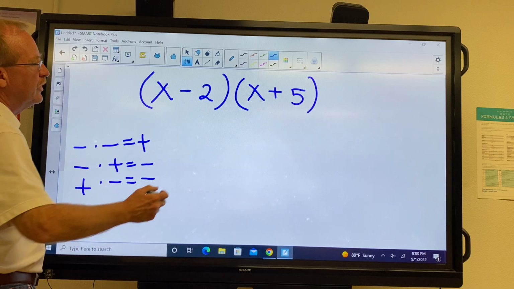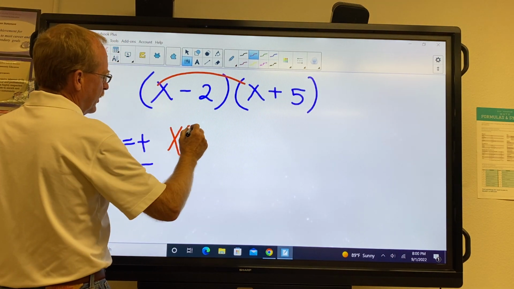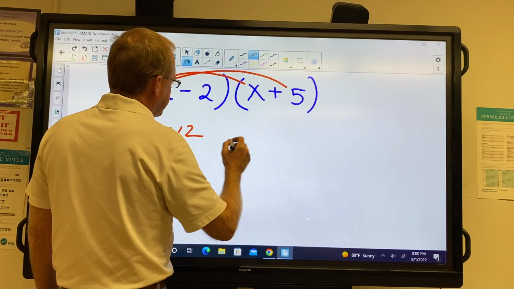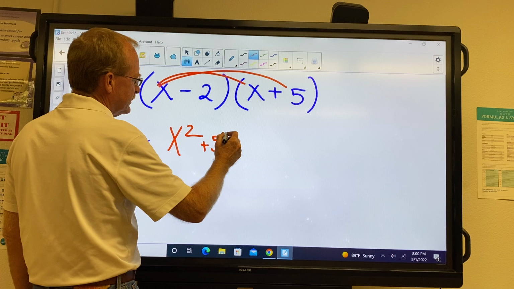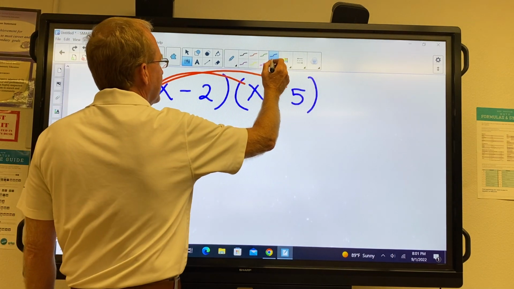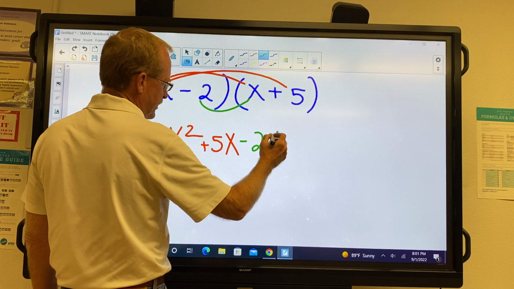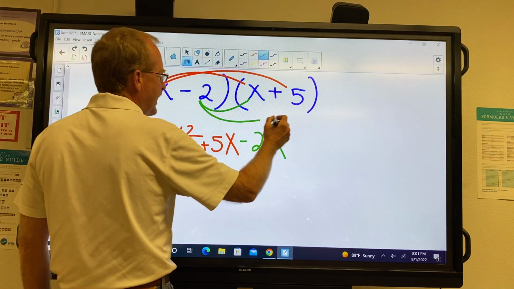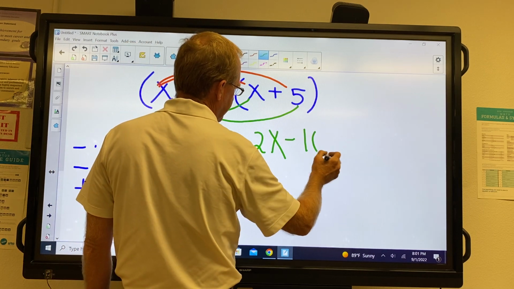So here, we're going to do the same thing over the top again. X times x is x squared. X times positive 5 is positive 5x. All right, so we're good there. Here, we'll go negative 2 times x is negative 2x. And negative 2 times 5, a negative times a positive, is negative 10.